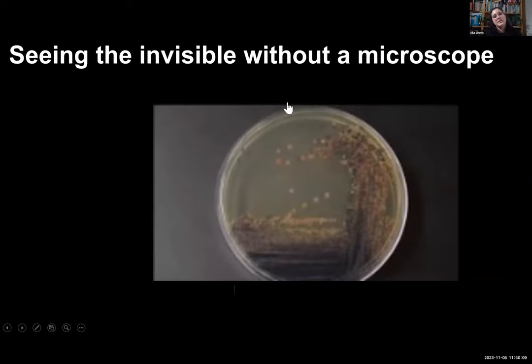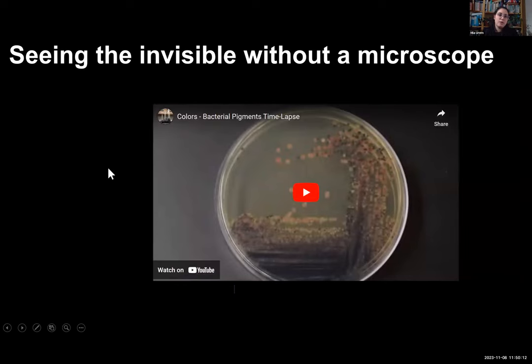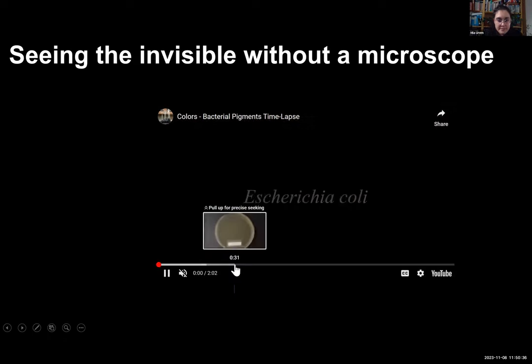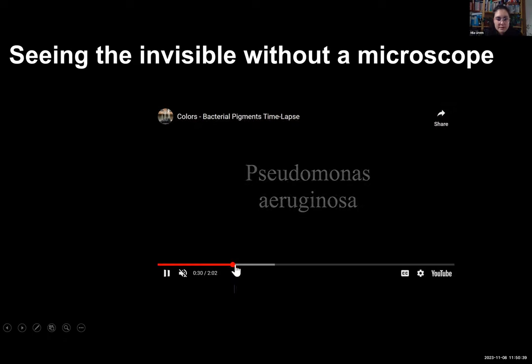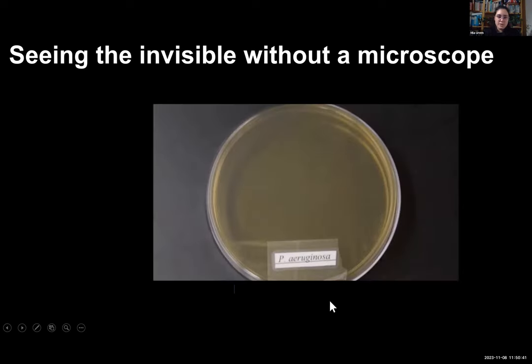So I wanted to give also an example of how we're able to see the invisible without a microscope. So this is an example of one of these solid media plates. And what you'll see first is only the solid media, the agar that it's growing on. And slowly you'll start visualizing bacteria that's growing on this plate. So this is a Pseudomonas species.